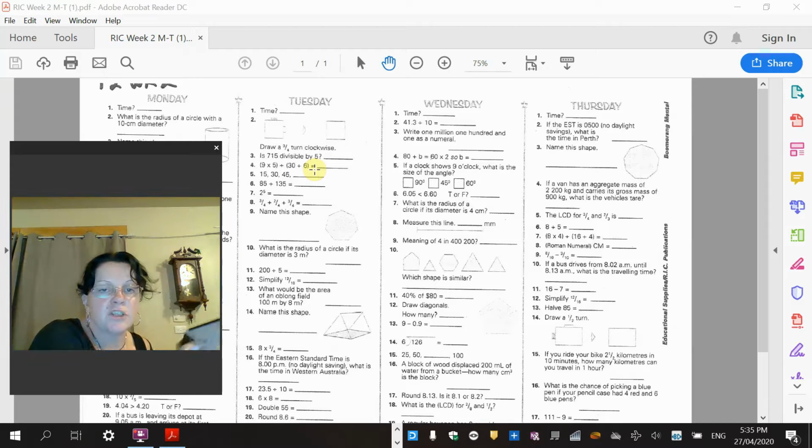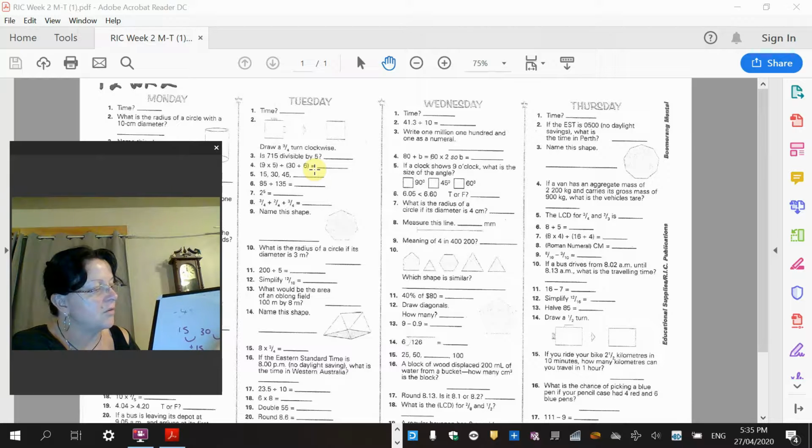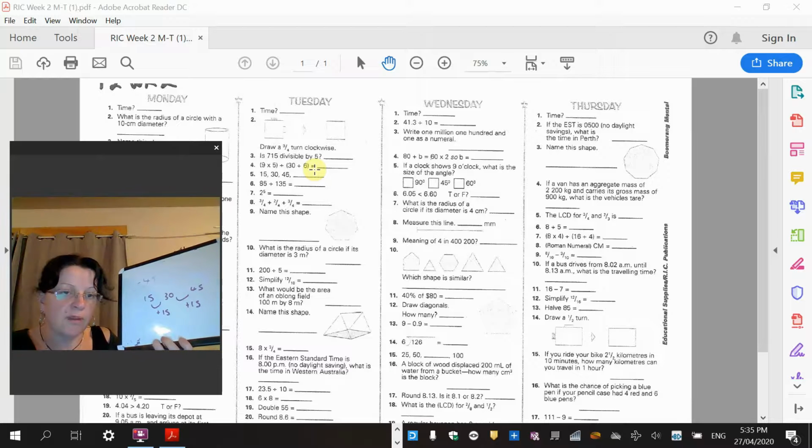Okay, then the next question is we have to find the pattern. So the pattern is 15 to 30. So how much did 15 go up to get to 30? And the answer is plus 15. Then from 30, it went to 45. How much did it go up again to get to 45? Well, the algebraic rule, it went up by 15.